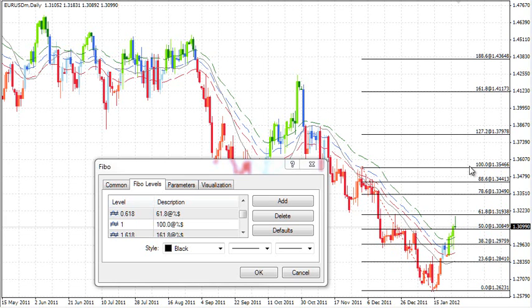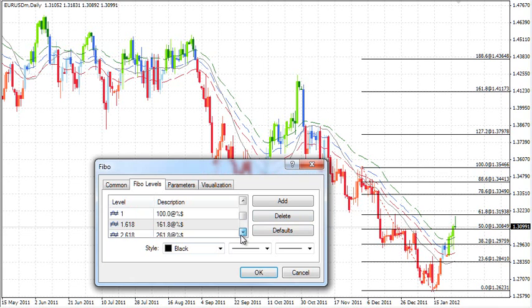And again, the extensions are beyond 100%. So once you get to the 100%, you do 1 point, whatever that is. So even though this shows 161.8, this calculation is actually this here.